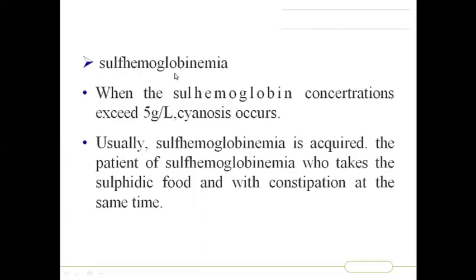The second is sulfhemoglobinemia. When the sulfhemoglobin concentration exceeds 5 gram per liter, cyanosis will occur. This is also acquired, in patients with sulfhemoglobinemia who take sulfide-containing food with constipation at the same time. So if this pigment exceeds this value, you will also develop cyanosis.